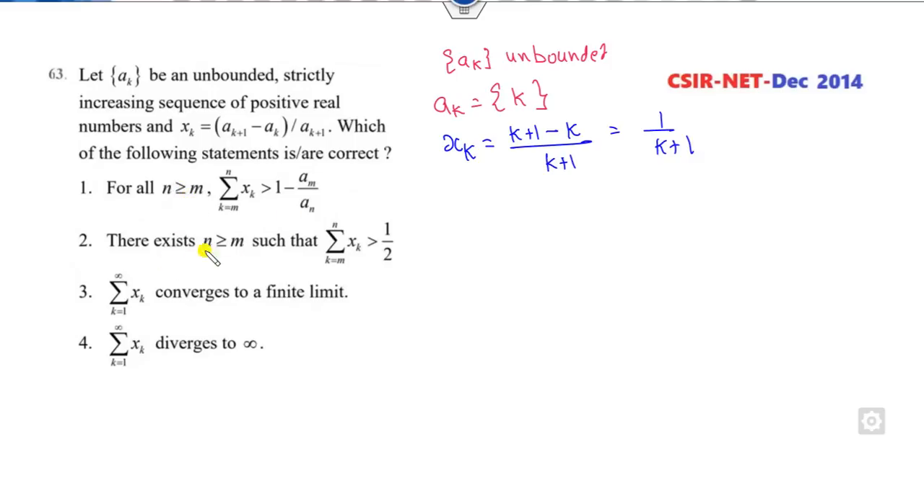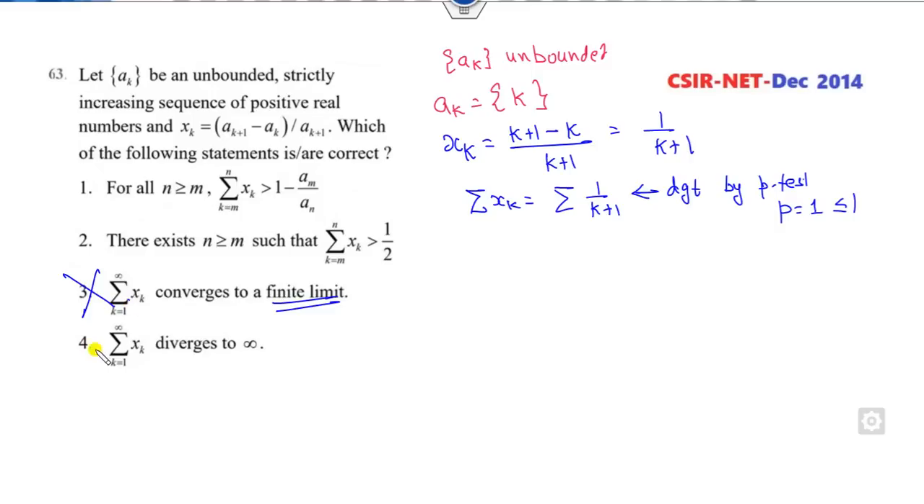Then for all n there exists, firstly we will check here. This is the summation, which is divergent by the p test, because the value of p is 1, which is less than or equal to 1. It converges to a finite limit, cancel out. This is divergent, correct option. Now look at the first and second options. This is k from m to n, n is greater than m. So that's very simple.